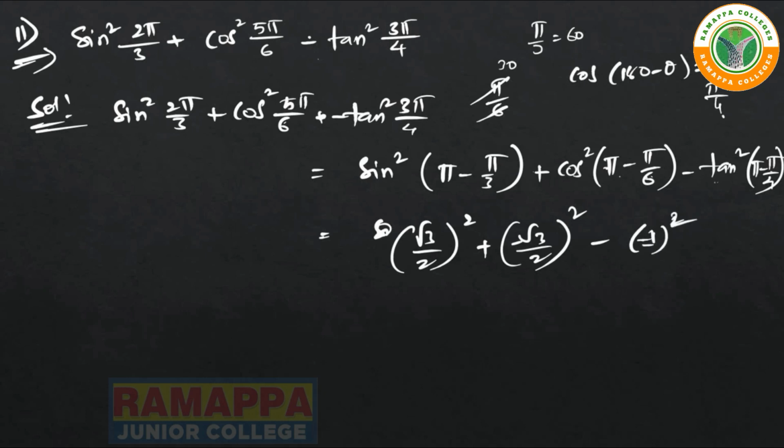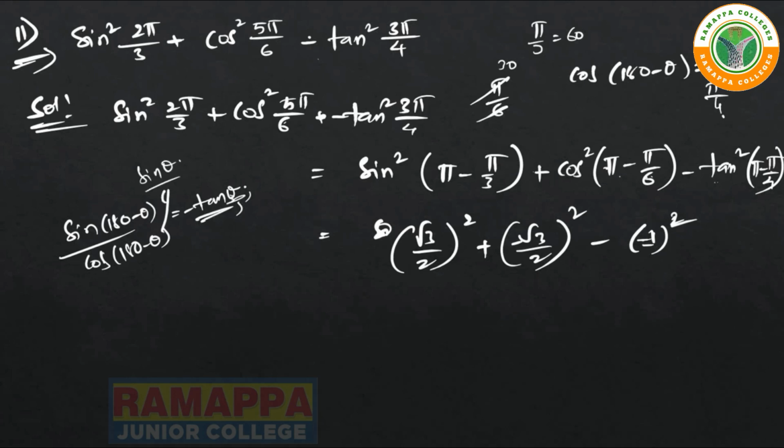So we will do one thing: sin of 180 minus theta divided by cos of 180 minus theta is equal to minus tan theta. Remember, sin theta divided by minus cos theta gives minus tan theta. So that is what I did here. So don't panic, please watch constantly and go through the formulas first.